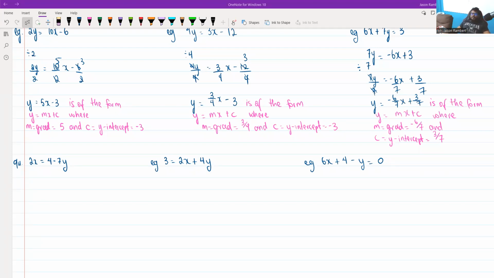All right, so for the first one, I have to move the minus 7y across and move the 2x across. Those are the only 2 things that I need to move in this case. So when I move the minus 7y, it becomes 7y is equal to minus 2x, and that plus 4 remains there. All right, give me a second, fellas.